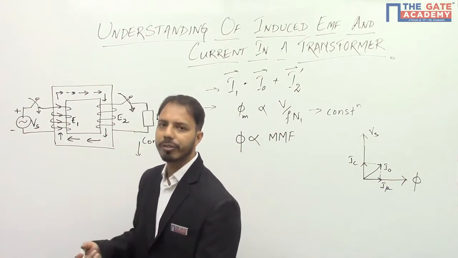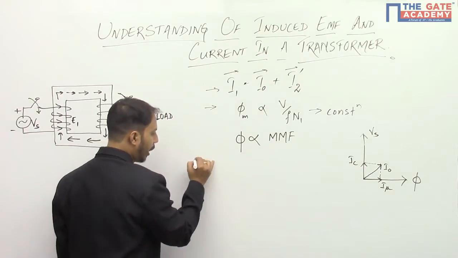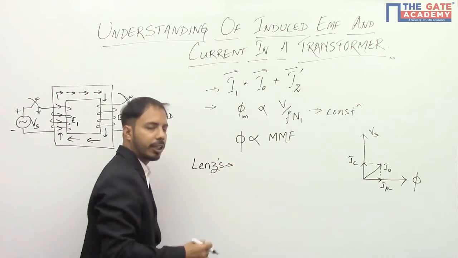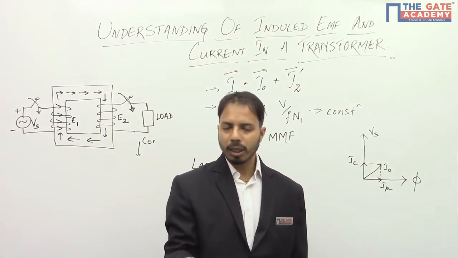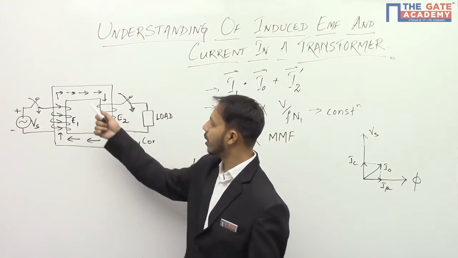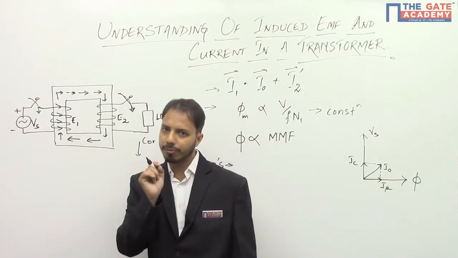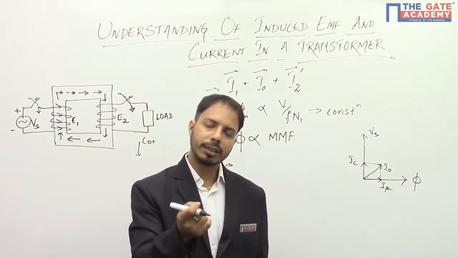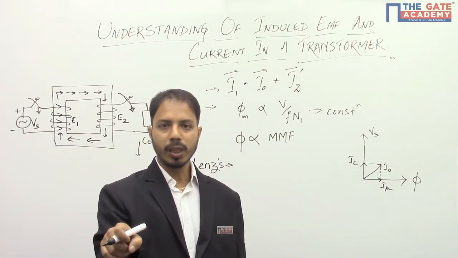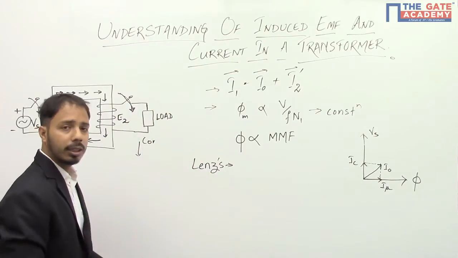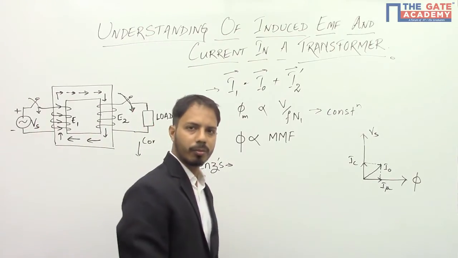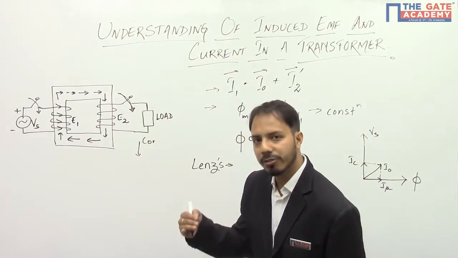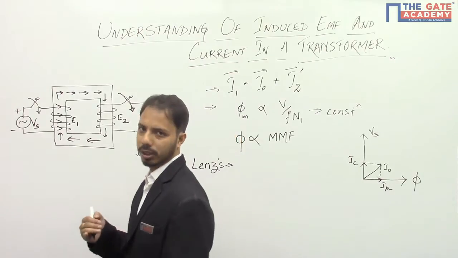Now, induced EMF, now what is the change? You see, this is where we will be understanding Lenz's law. Now, what Lenz's law says is that effect opposes the cause. Now, what is the cause? The cause is the rate of change of the flux. See, the cause is not the flux. The cause is the change in the flux. If there is a constant flux here, then there will be no induced EMF. Induced EMF will only be there whenever we have change in flux. So the cause is the change in flux.